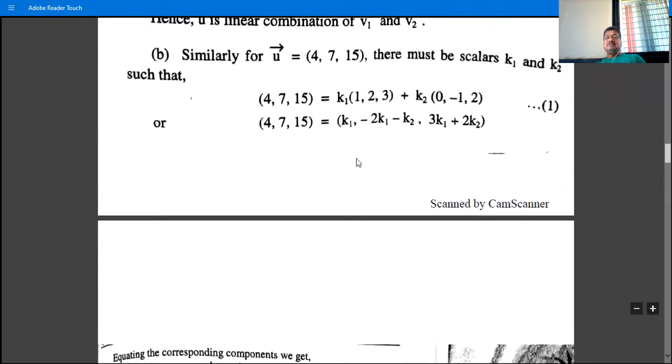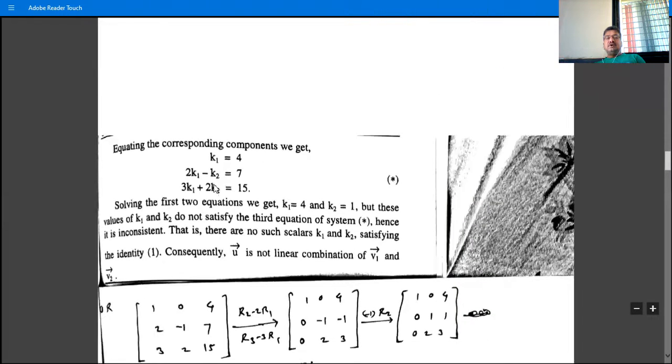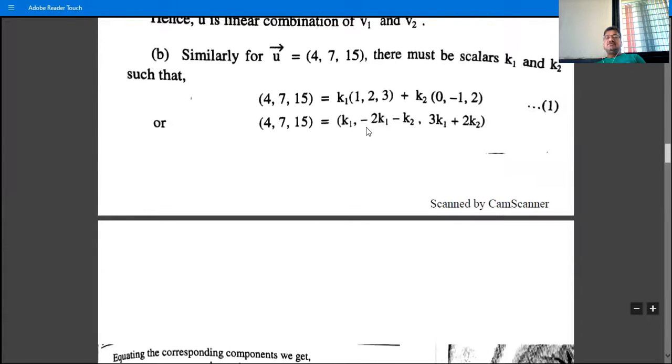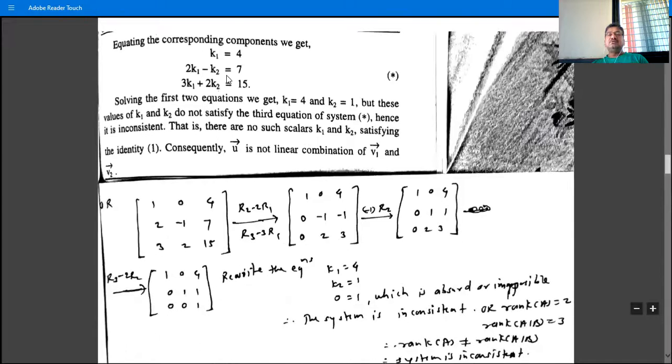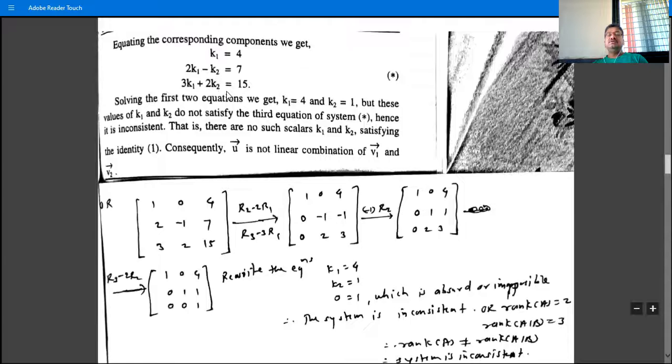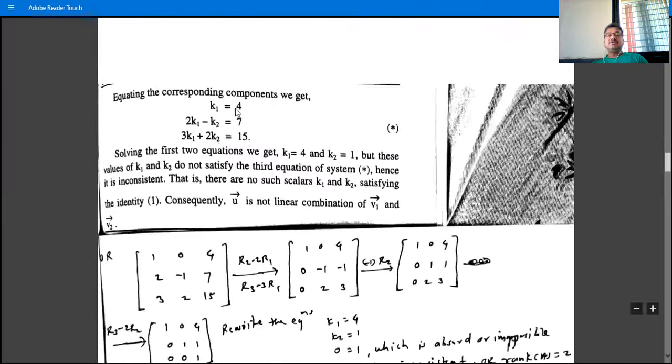We have the system K1 equal to 4, then 2K2 is not minus 2K2, just 2K2. The second equation, 2K1 minus K2, is equal to 7. And the third equation is 3K1 plus 2K2 equal to 15. So this is the system. This system has two unknowns and three equations. So out of these three equations, solve any two equations. Suppose we solve the first two equations.